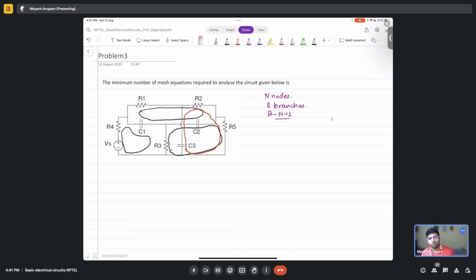Hello, are you there? Yes, sir. So you just have to ensure that you go through all the elements in the mesh. You consider all the elements.